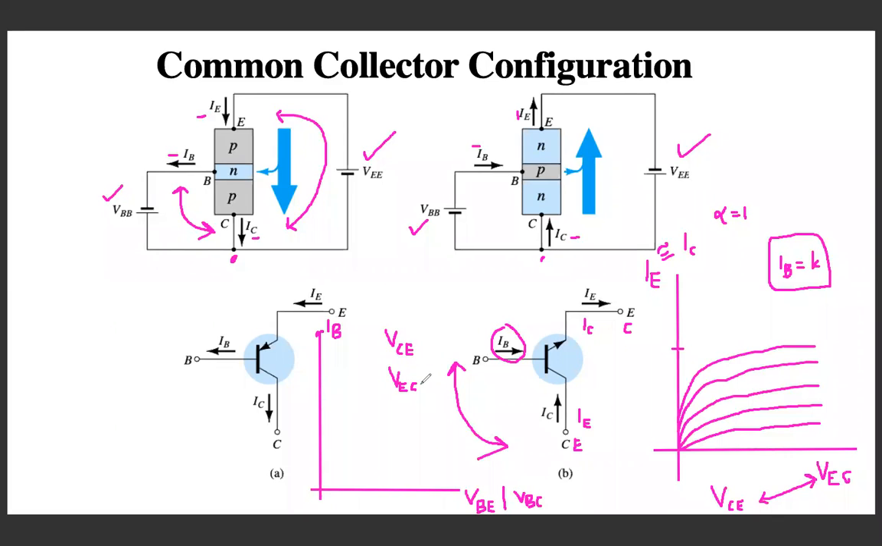Instead of VCE, we will write VEC. And if it was equal to, let's say, 5 volts, so here we will say this will be equal to minus 5 volts. There will be very less difference between the characteristics of common emitter and common collector configuration. All right. Any doubt in this?